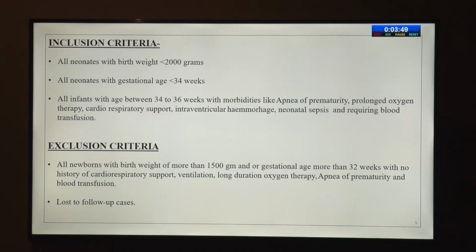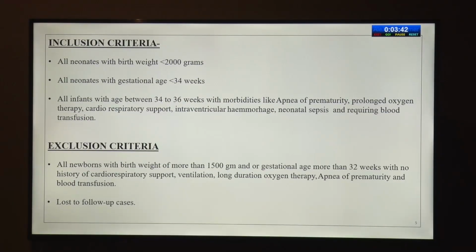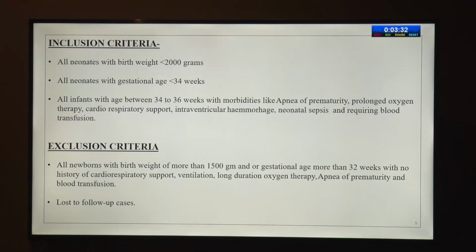Inclusion criteria included all infants with birth weight of less than 2000 grams, gestational age less than 34 weeks, and infants with gestational age of 34 to 36 weeks with comorbidities like apnea of prematurity, prolonged oxygen therapy, cardiorespiratory support, and intraventricular hemorrhage. Loss to follow-up cases were excluded, and all infants with weight more than 1500 grams and gestational age more than 32 weeks with no history of cardiorespiratory support, ventilation, or long duration of oxygen therapy.